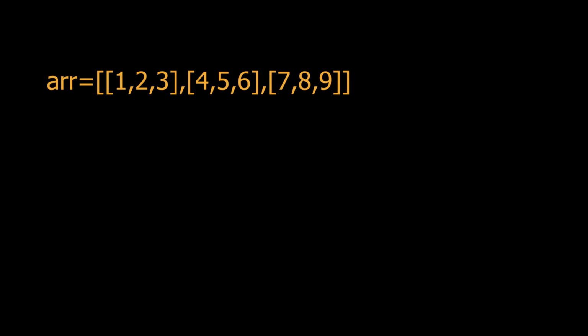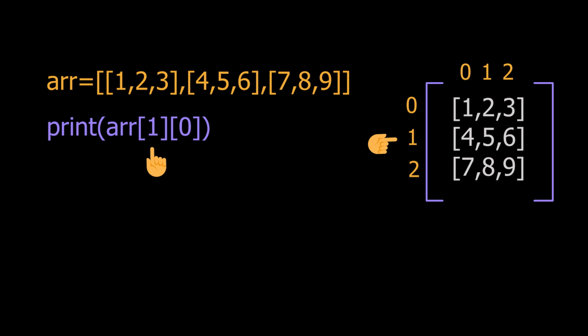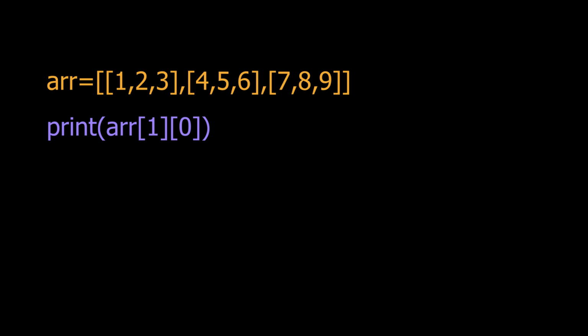Let's see an example. This is the code of initializing a 2D array, and if we want to access this 4, how can we write this in code? We can simply give the indices. This is present in the first row according to 0-based indexing and the column index is 0. So write the name of the array, 1 and 0, and it gives us 4, which is the desired value.